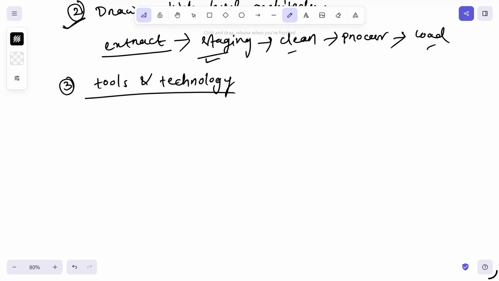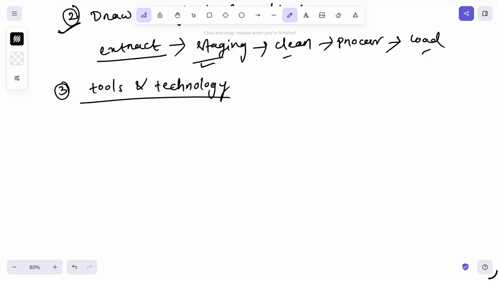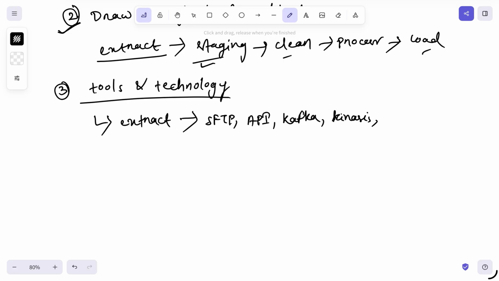So if we come to extraction, what kind of tools and technology can you think of? We can extract the data from SFTP, we can extract data from an API, we can get data from Kafka, also we can get data from Kinaxis, and whatever other sources. These are the things we can get the data from.